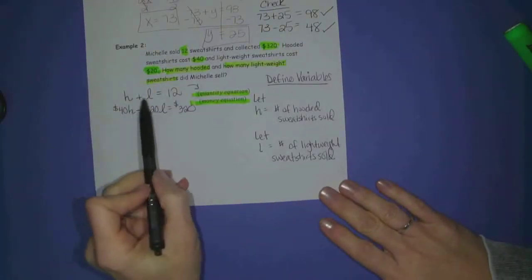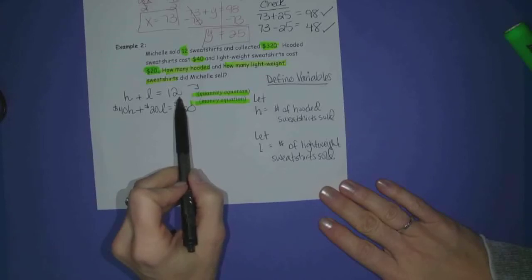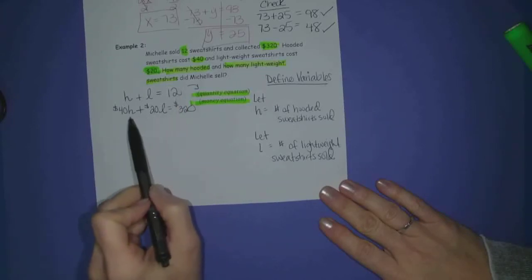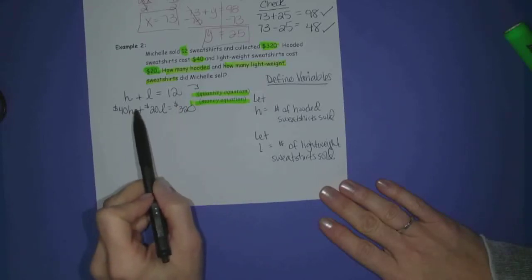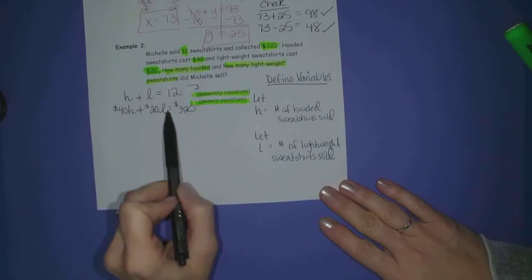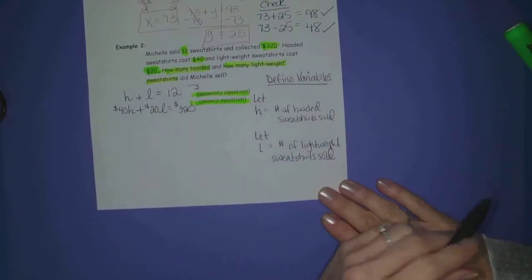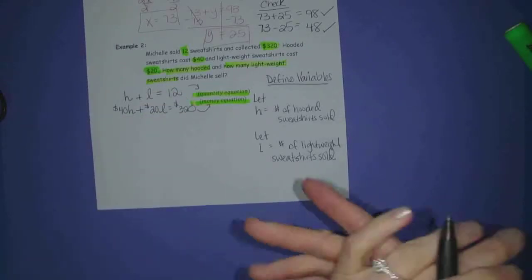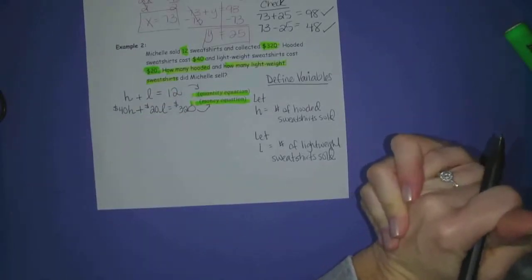So altogether, we sold 12 sweatshirts. And altogether, when we collected this amount on a hooded sweatshirt plus this amount for every lightweight, this is the total amount of money we collected. So this is our money equation. And now all that's left to do is solve.